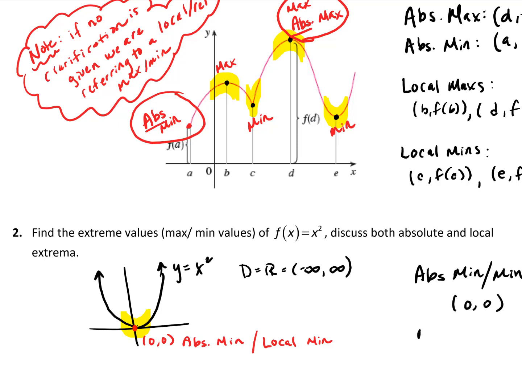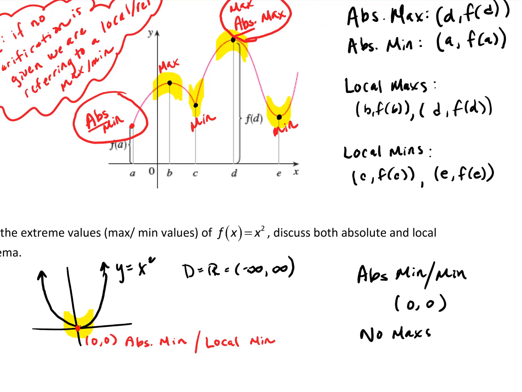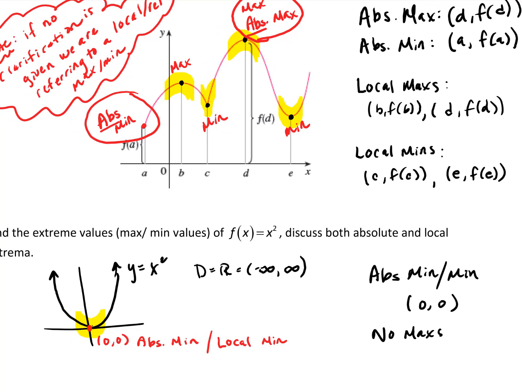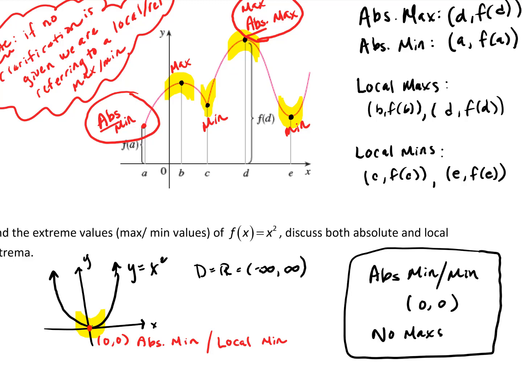There are no maximum values. This function, x squared, goes on, increases, grows without bound, actually at both ends of the graph. It does not ever achieve a maximum, absolute or local. So we have an absolute min or just minimum value, local min, at (0, 0), but there are no maximum values for this graph.